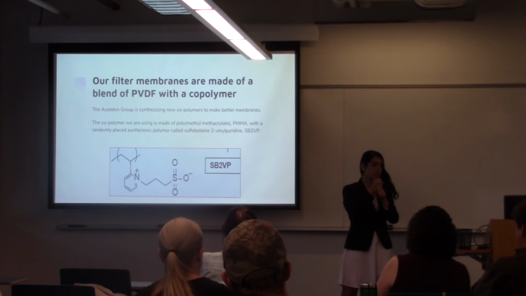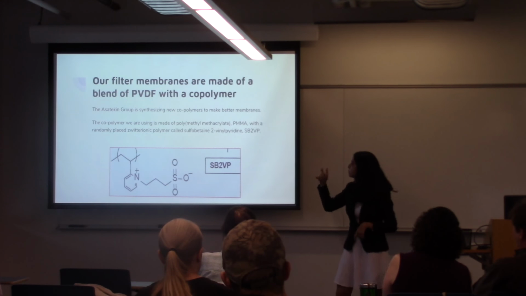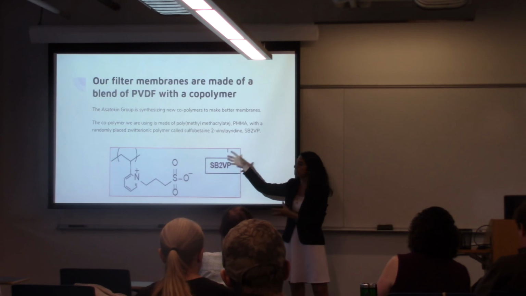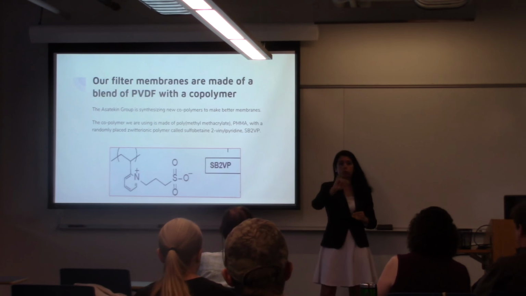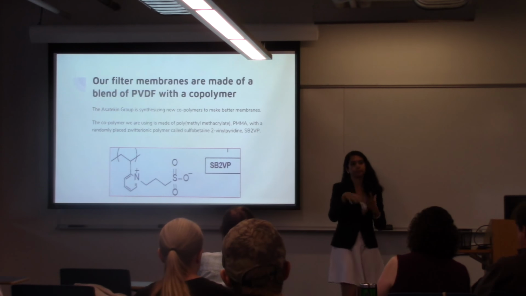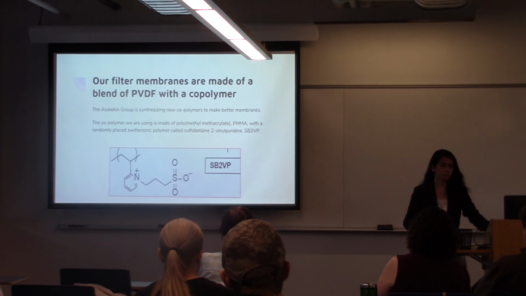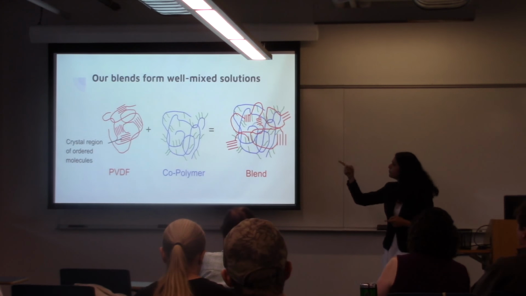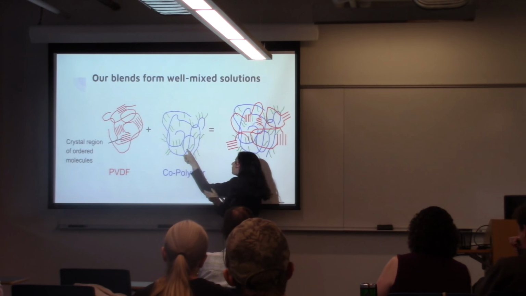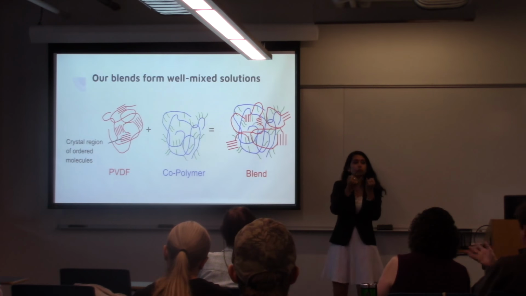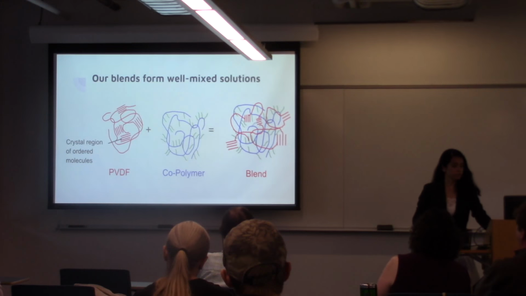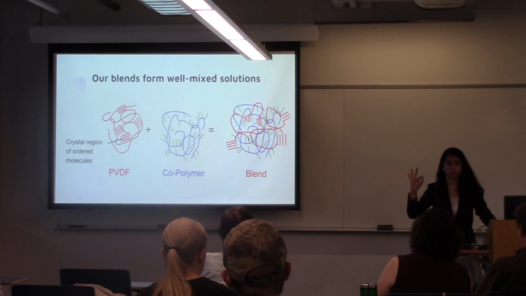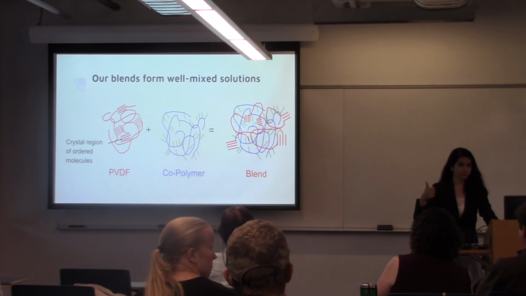So we're making filters as our ultimate goal, and we're mixing PVDF with a copolymer, sp2VP. You see the chemical structure here. We're also using PMMA, polymethyl methacrylate, as a third ingredient in this mix. So here's a visual representation of what our blend of these materials, PVDF with the copolymer, would look like. So we're clear, any questions? Are we good?